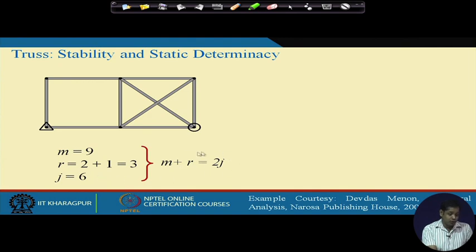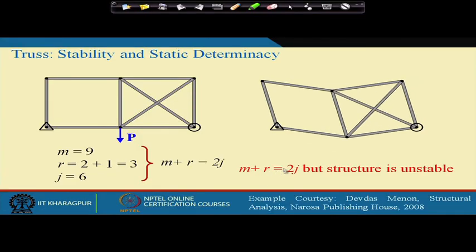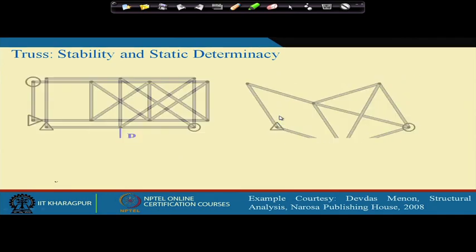So this structure, as per our previous statement that m plus r is equal to 2j, should be determinate and also stable. But you see, if I apply a vertical load like this, then this may undergo a mechanism like this. So this is not a stable configuration, even though it satisfies the condition that m plus r is equal to 2j. In this case m plus r is equal to 2j, but still the structure is unstable. Let us see one more example.